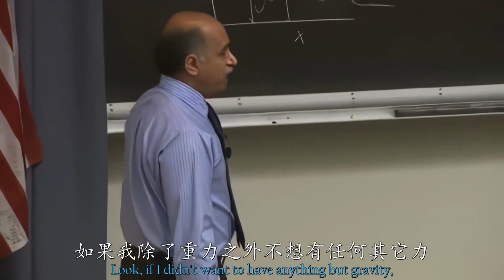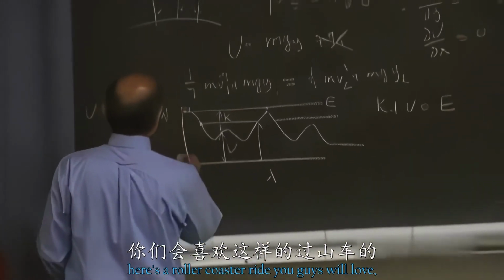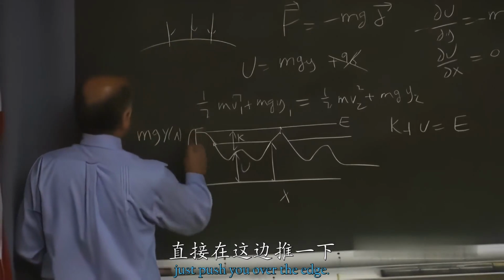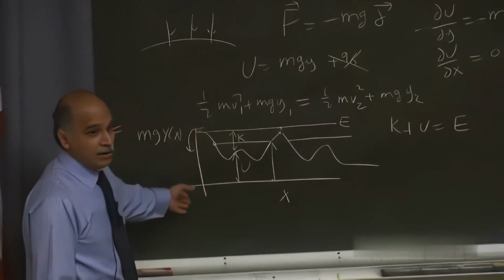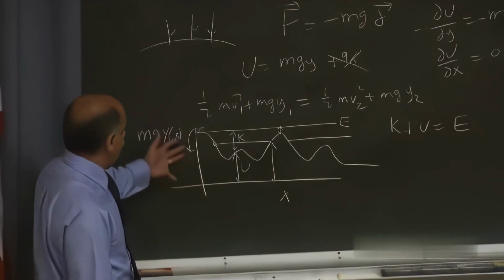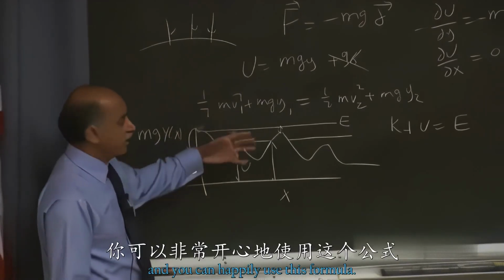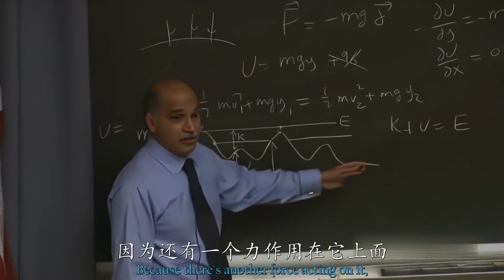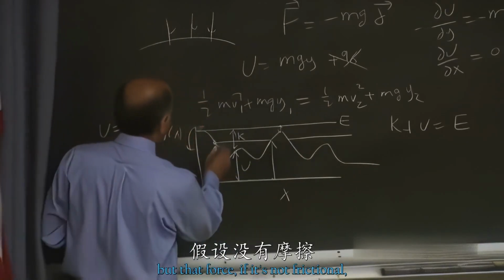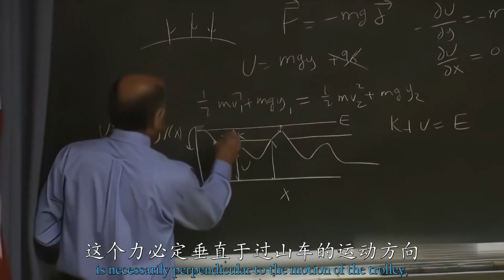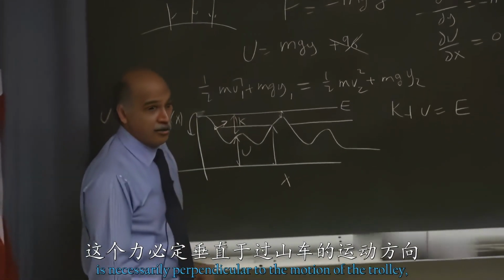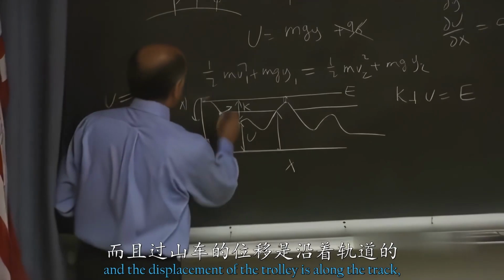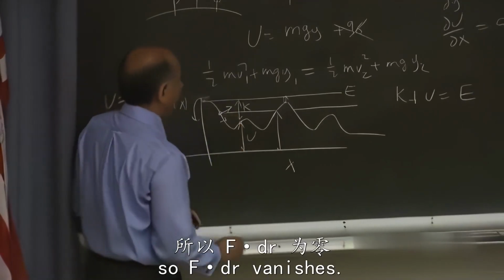Look, if I didn't want to have anything but gravity, here's a roller coaster ride you guys will love. Just push you over the edge. Okay? That conserves energy, and it's got no track. And it's got only the gravitational force, and you can happily use this formula. Why am I paying all this money? Because there's another force acting on it. But that force, if it's not frictional, is necessarily perpendicular to the motion of the trolley. And the displacement of the trolley is along the track, so F dot dr vanishes.